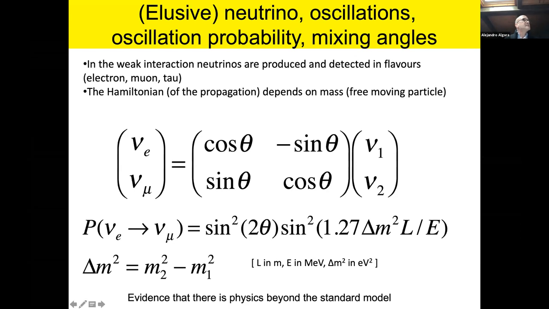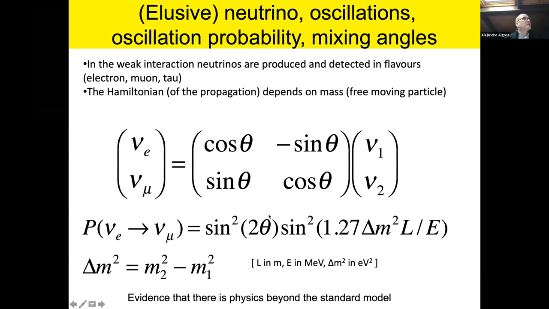So what makes the neutrinos difficult, apart from the difficulty of detecting them, is that they are produced and detected in flavors. You have the 3 flavors here. And the propagation of the particles in space depends on mass, and the weak interaction eigenstates and the mass eigenstates do not coincide. So they are connected by a matrix. And actually, if you do the algebra, you see that when you are propagating the free particle in space, it can change flavor. This is what is called the oscillation phenomenon, which was one of the first evidences of physics beyond the standard model.